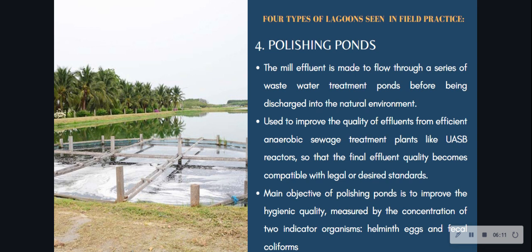The residual organic material and suspended solids concentrations in the digested sewage are reduced, but often the main objective of polishing ponds is to improve the hygienic quality, measured by the concentration of two indicator organisms, the helminth eggs and fecal coliforms.